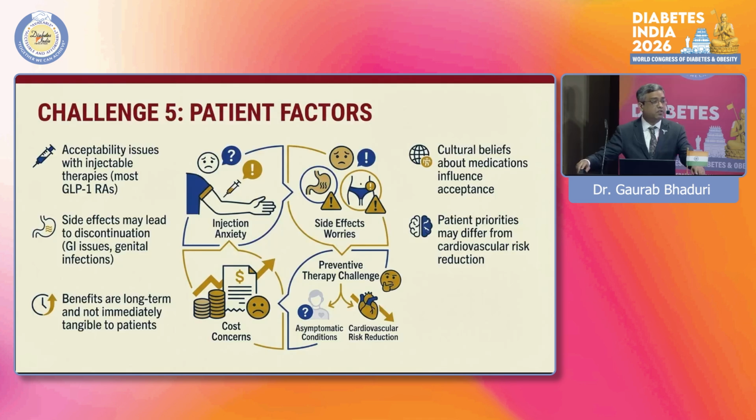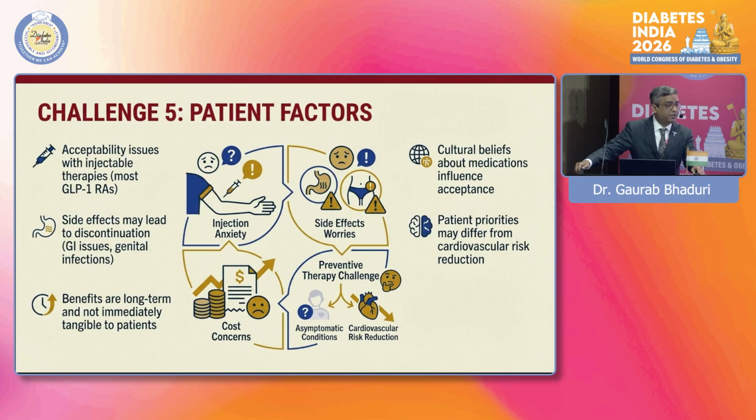Challenge number 5 is patient factors. So the patient is at the very core of our treatment policies, right? They might have acceptability issues with injectable therapies like most GLP-1 receptor agonists. Then there might be side effects that may lead to discontinuation, like the GI side effects and the genital infections with the SGLT2 inhibitors.